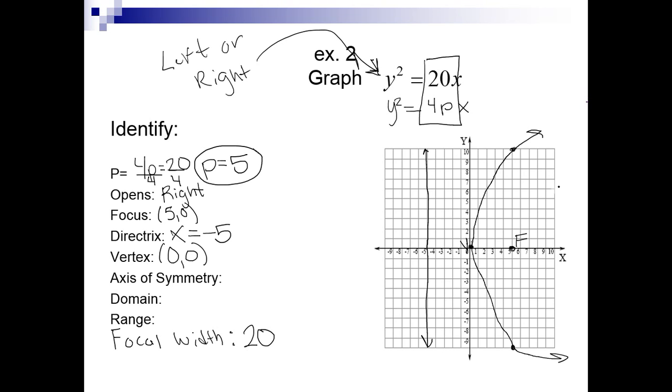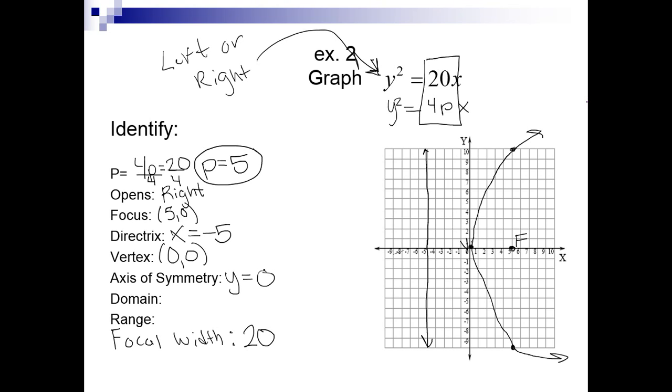Now, this is when the axis of symmetry, domain, and range change from last time, just because I have a rightwards facing parabola. My axis of symmetry, if you notice, is horizontal. So I'm going to have actually a y equals axis of symmetry. This is because it's a left or right facing parabola. And it's going to be y equals 0 for an axis of symmetry.